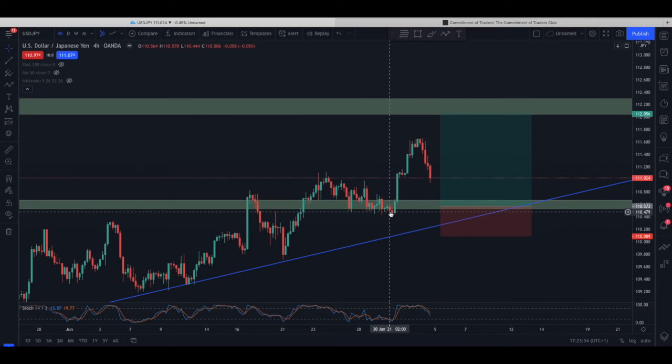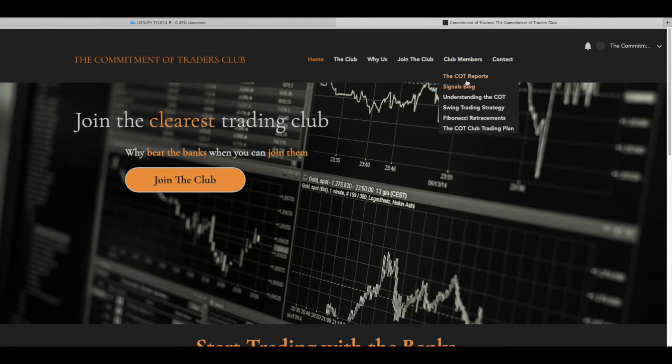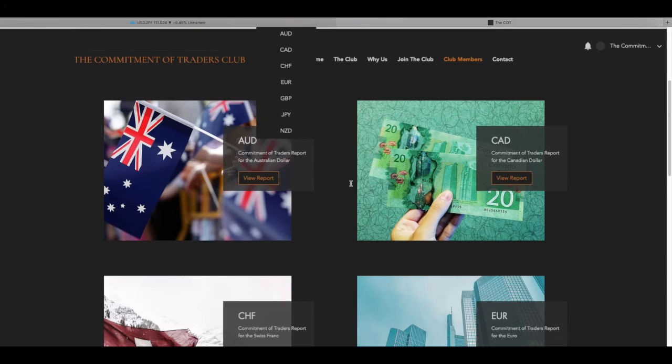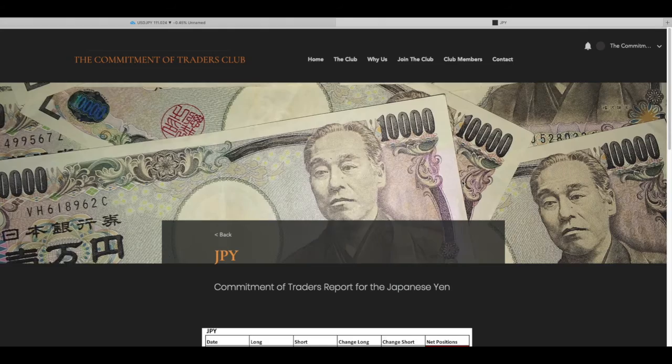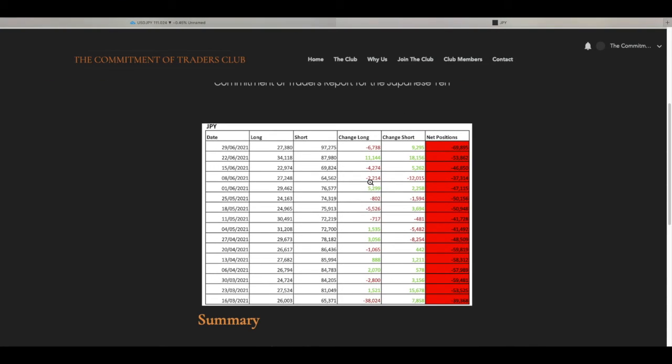Okay, great, Lucas, how do you do that? What you do is you head over to the Commitment of Traders Club. If you're a club member, you go onto the Commitment of Traders reports. We are trading USD JPY, so we'll go down onto JPY, and our nice chart will set out how institutions and banks are moving their money. Now it is traded spot against the USD, so this chart here is JPY USD. We're trading USD JPY, so we just simply reverse it.